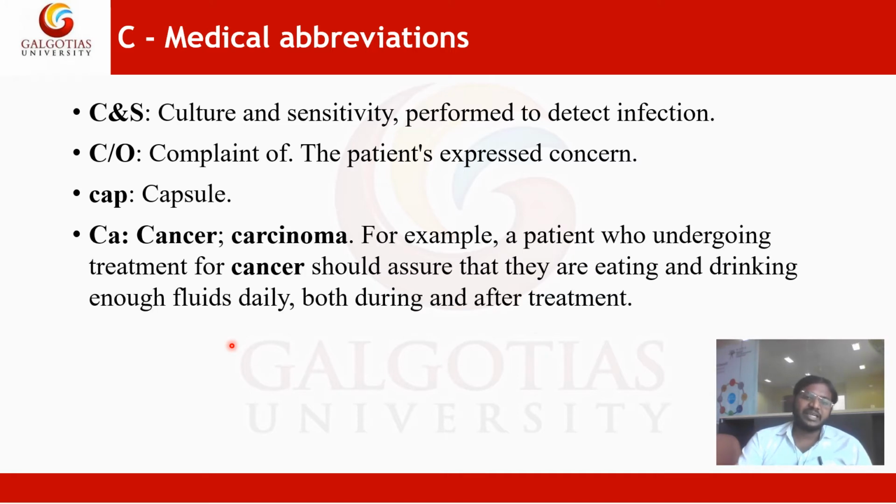Next one, CA, cancer or carcinoma. CA coding is cancer or carcinoma. For patients undergoing treatment, the cancer patients, the doctor can mention CA only. They don't want to write cancer or carcinoma, they mention the simple code CA.